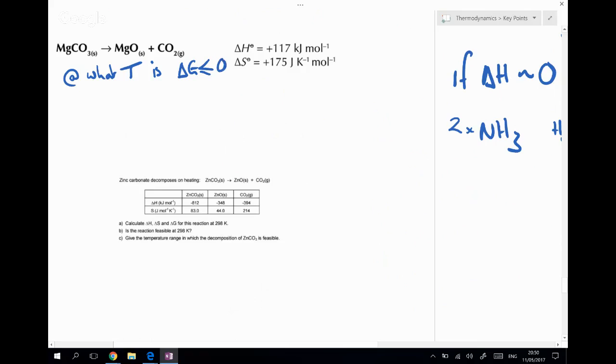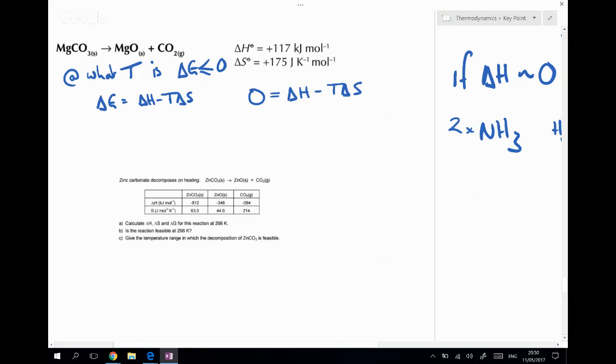So let's see if we can work this through. We've got some data. So we know this to be true, that delta G is equal to delta H minus T delta S. And what we know is that when delta G is equal to 0, we know that the reaction is going to be feasible and it's a tipping point. So in other words, we can re-express this as delta H is equal to T delta S, and therefore 0 is the point at which this becomes feasible.